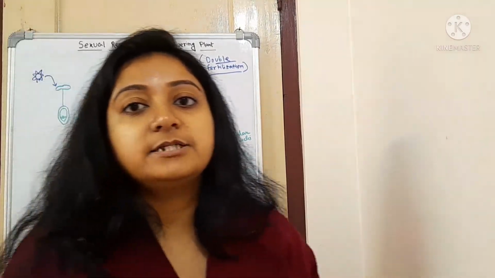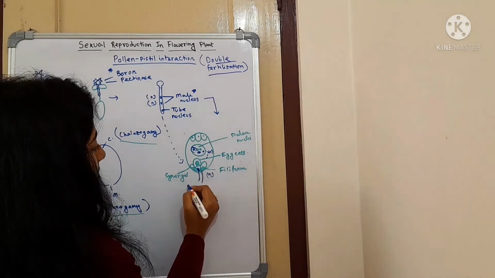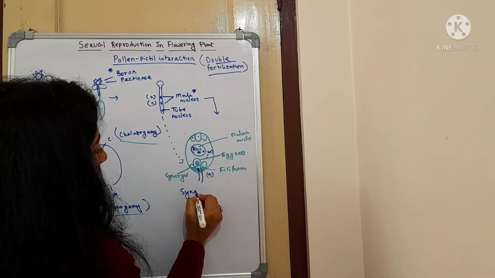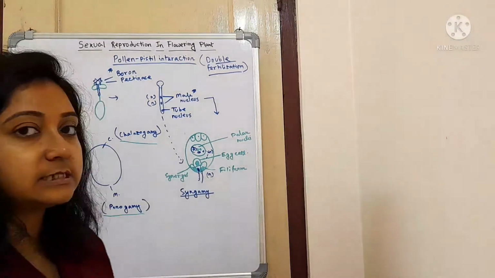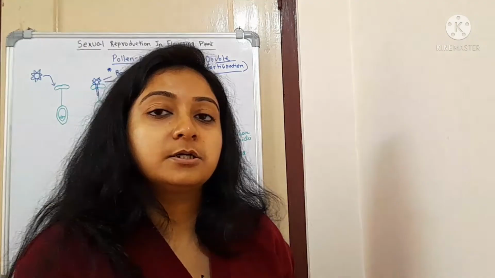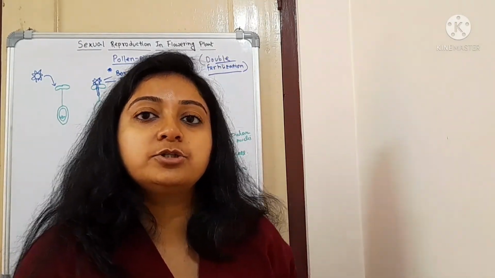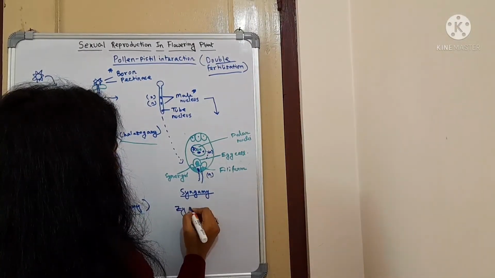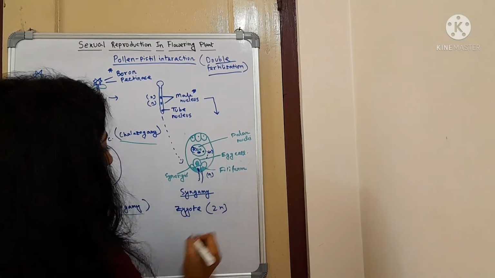Now, double fertilization will lead to the formation of products. This fertilization is actually called syngamy. Okay, this is considered as syngamy, that is the fusion between the egg cell and the male nucleus. That is syngamy, which is leading to the formation of the zygote, which is diploid in nature.